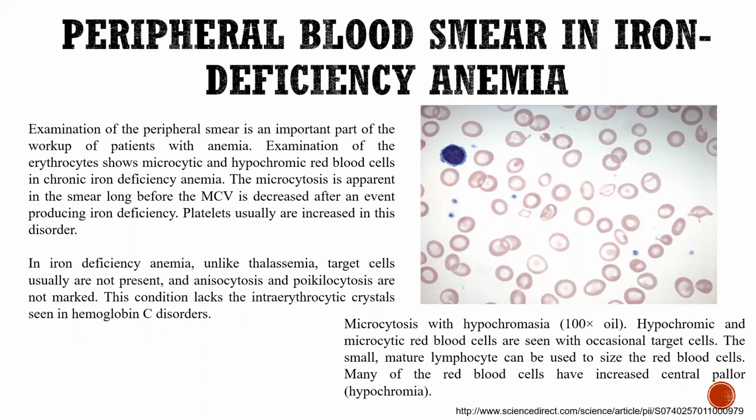Microcytosis with hypochromasia, hypochromic and microcytic red blood cells, are seen in this picture, with occasional target cells. The small mature lymphocyte can be used to size the red blood cells. Many of the red blood cells have increased central pallor, which is called hypochromia.